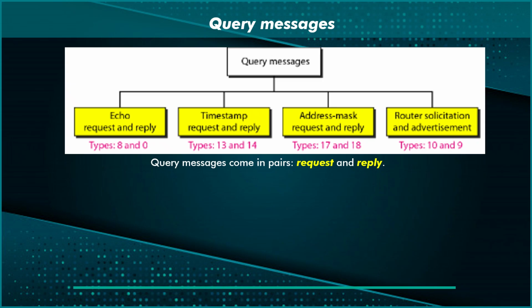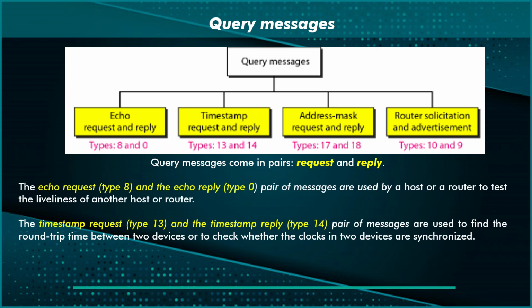The first one is echo request and echo reply. The echo request is type 8 and the echo reply is type 0. This comes as a pair of messages which is used by a host or a router to test the liveliness of another host or router. A host or router sends an echo request message to another host or router. If the latter is alive, it responds with an echo reply message.